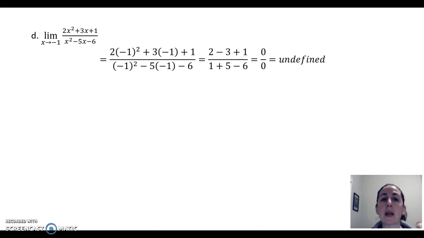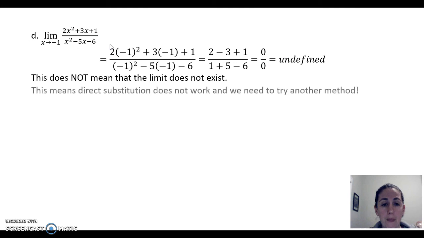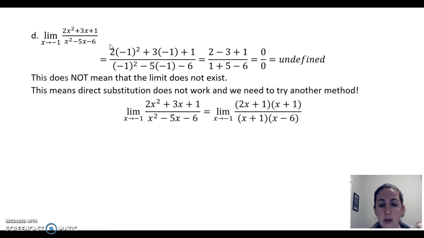So let's see if we can find another function that is equal to this function here for all values except at -1. So we'll try factoring. If we factor the numerator completely and factor the denominator completely, notice they have a common factor of x plus 1. When you get rid of that x plus 1, we have the limit as x approaches -1 of 2x plus 1 over x minus 6.